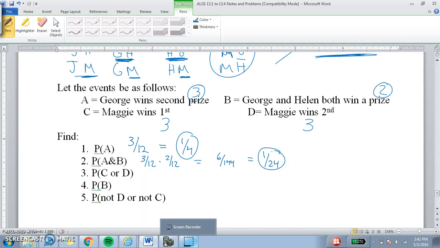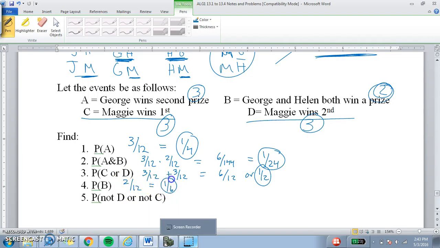Probability of C or D. Or means we add the probabilities and subtract any overlap. So let's see if there's any overlap. Probability of C is Maggie wins first. Probability of D is Maggie wins second. There's no way that Maggie could win first and second, so there's not going to be any overlap there. So we don't have to worry about overlap. There's 3 ways she could win first, 3 ways she could win second, so probability of each is 3 out of 12. So if we add those together, 6 out of 12, or 1/2. Probability of B happening, we've already sort of done this. 2 ways for that to happen, 12 possibilities, 1 out of 6.